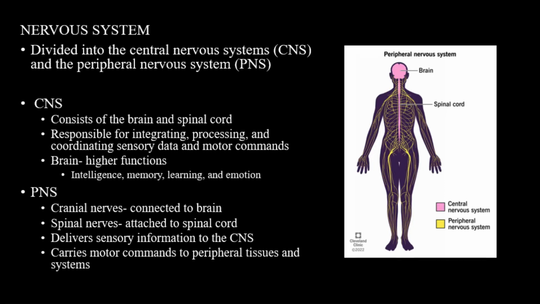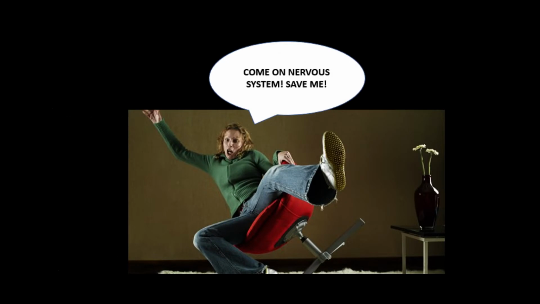Here's an example. When you stumble, the central nervous system interprets the information about your balance and the position of your limbs. It then coordinates the recovery by sending motor commands to the appropriate skeletal muscles. Hopefully.